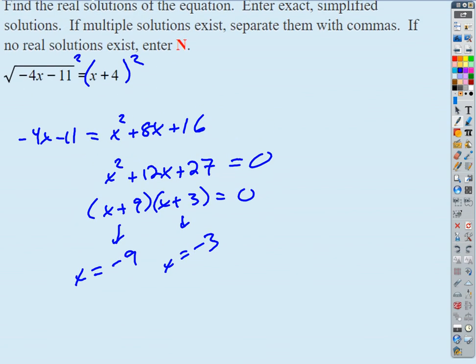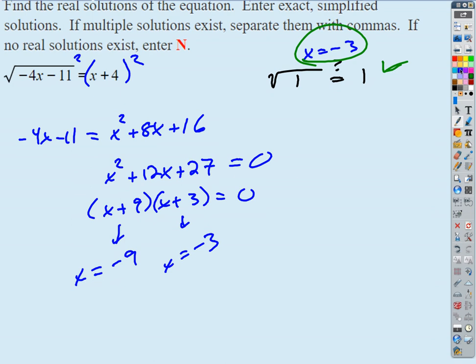The original square root equation, right? So if I try the negative 3, it's gonna be an i. No, it's not, it's fine. So if I try negative 3, I'm gonna get the square root of negative 4 times negative 3 is 12, minus 11, so the square root of 1. Does that equal negative 3 plus 4? Yes, it does. So negative 3 gets checked.